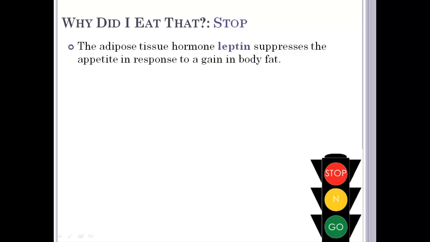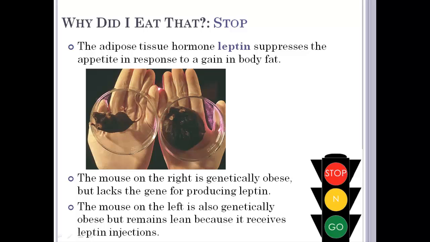The way I like to tell people to remember that leptin is stop, leptin is like put a lid on it. It says to your brain, I'm done, I've had enough. And this really suppresses your appetite in response to a gain in body fat. Depending on your body fat level, your leptin levels will change. Look at this picture. This is from a research study where the mouse on the right is genetically predisposed to obesity but lacks the gene for producing leptin. So you see that this mouse is morbidly obese. The mouse on the left has the same genetic predisposition to obesity but remains lean because it receives leptin injections.